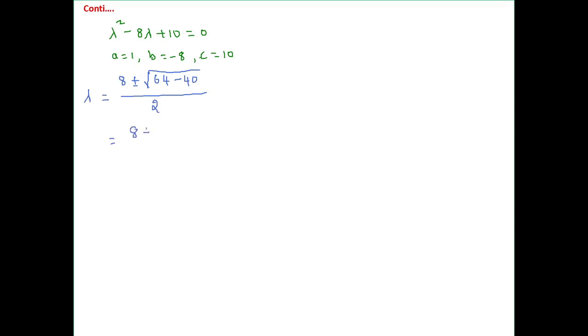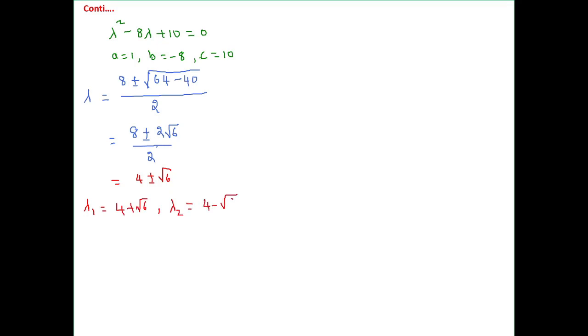So 8 plus or minus root 24, over 2. Root 24: 4 times 6 is 24, so 2 comes out. So 2 into root 6 upon 2, the 2 cancels, so the numerator is 4 plus or minus root 6. Therefore these are the eigenvalues. The first eigenvalue is 4 plus root 6, and the second eigenvalue is 4 minus root 6.